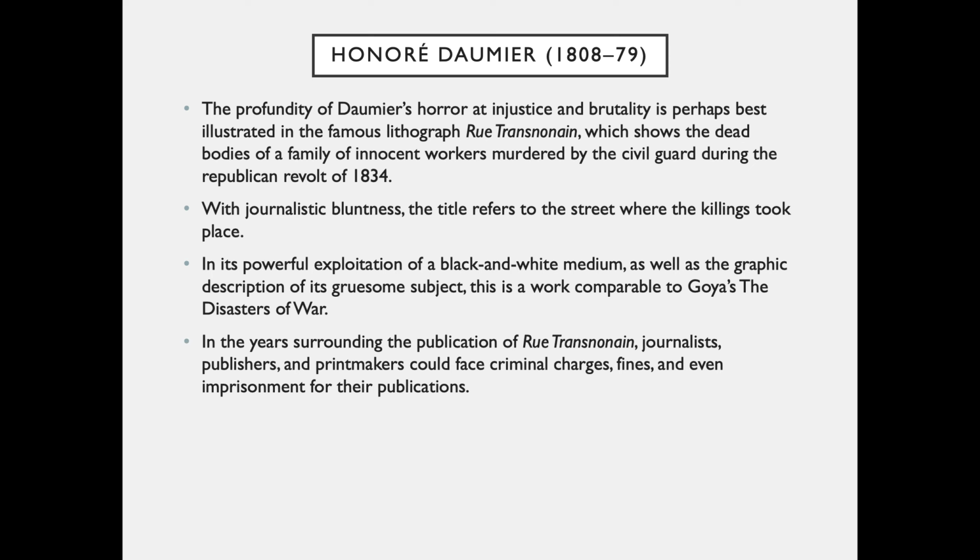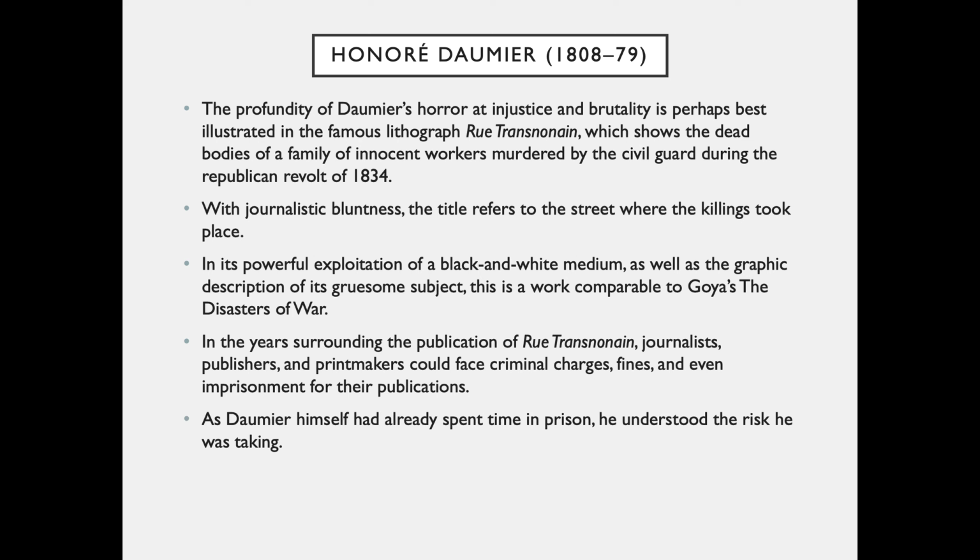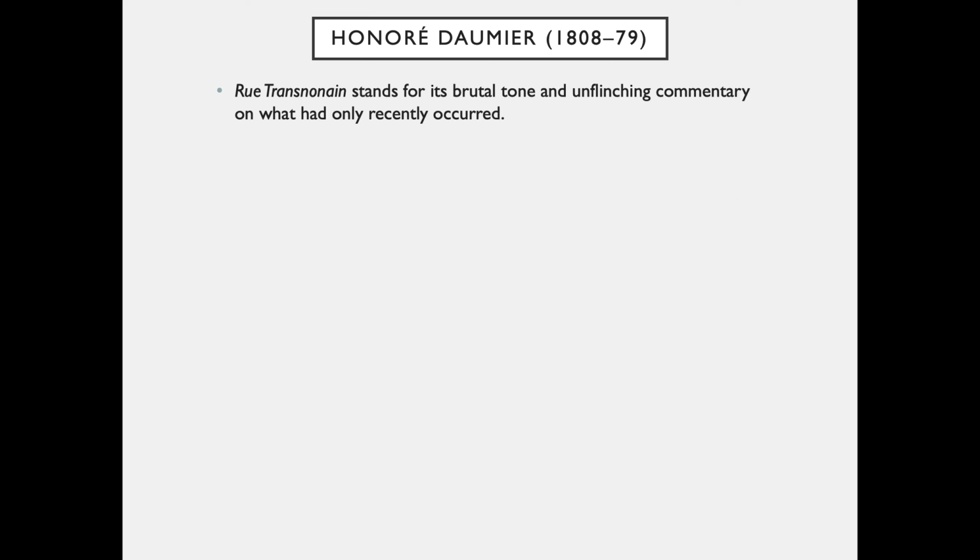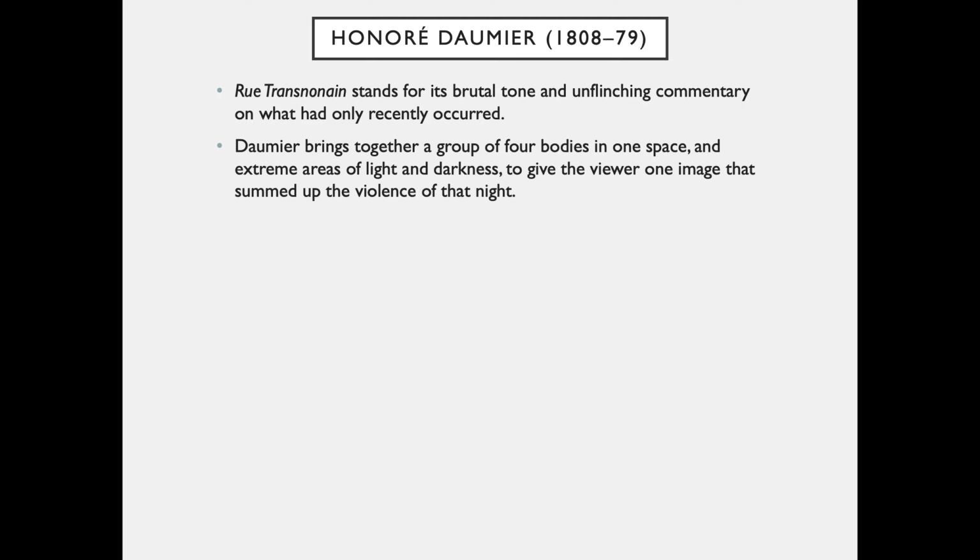In the years surrounding the publication of Rue Transnonain, journalists, publishers, and printmakers could face criminal charges, fines, and even imprisonment for their publication. As Daumier had already spent time in prison, he understood the risks he was taking. So as he made this lithograph, he knew that he could go back to jail for doing this. And it stands out for its brutal tone and unflinching commentary on what had only recently occurred. Daumier brings together the group of four bodies in one space and extreme areas of light and darkness to give the viewer one image that summed up the violence of that night.